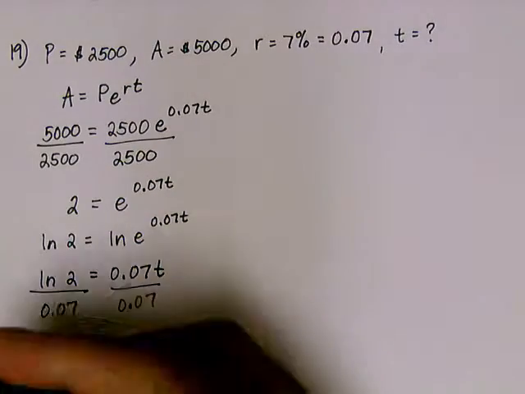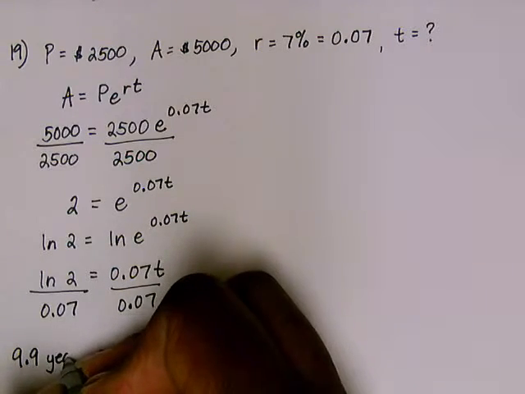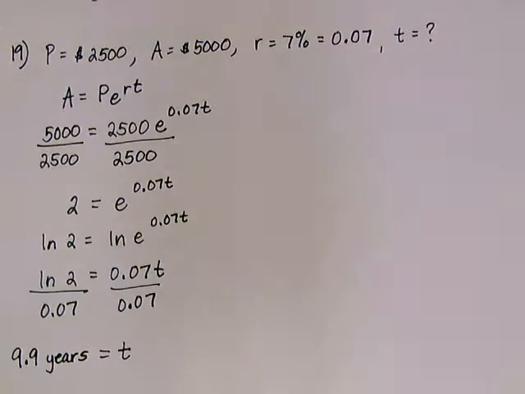So it will take approximately 9.9 years for a $2,500 investment to go to $5,000 at 7% compounded continuously.